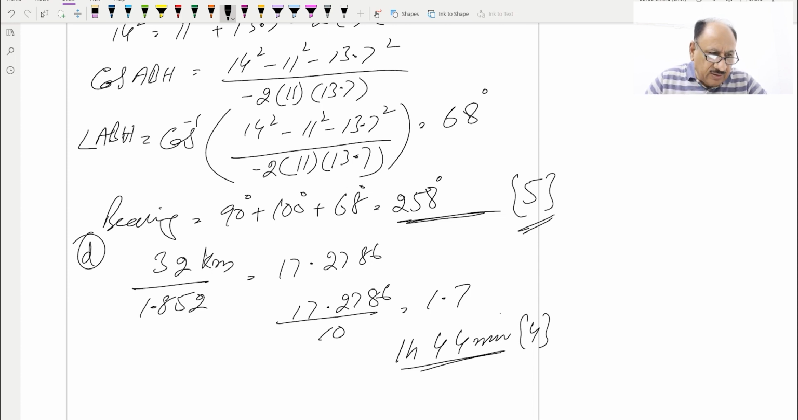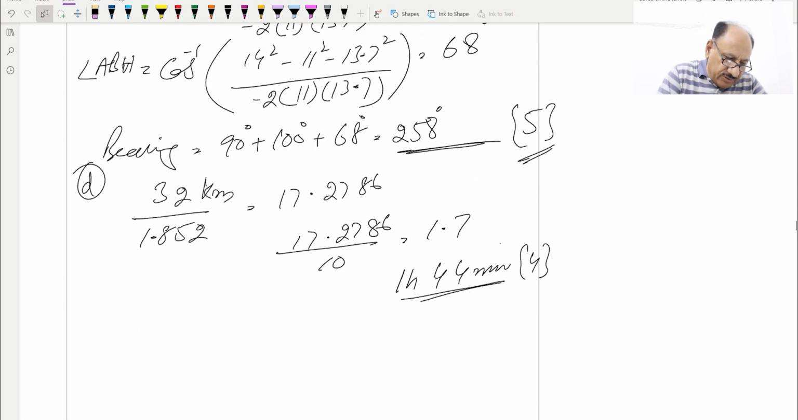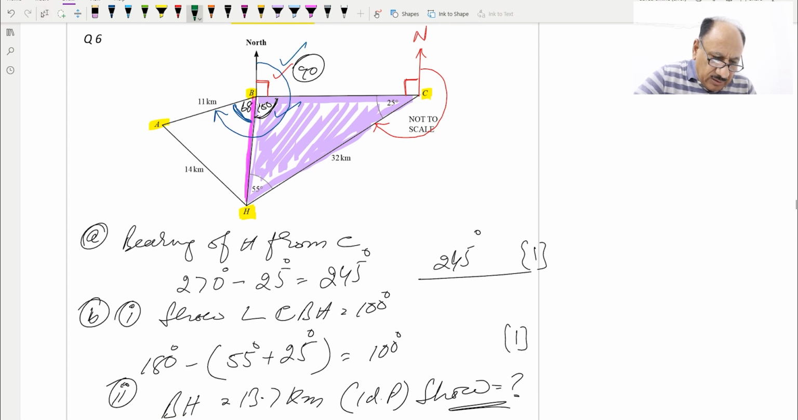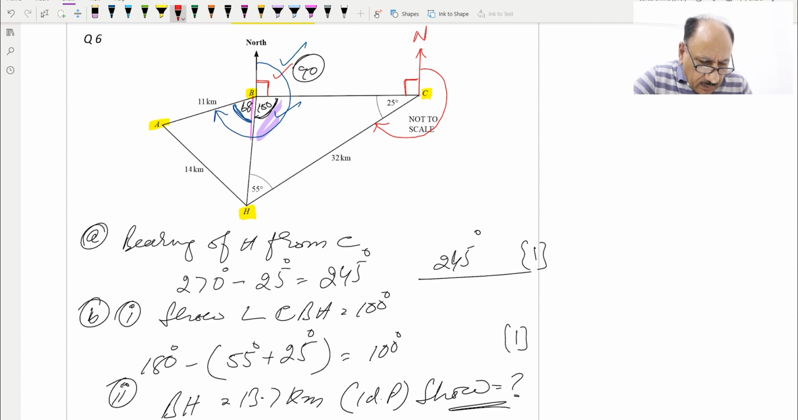Now, for the second part, this was the first part. The second part says calculate the distance of boat C to the harbor when boat C is at the shortest distance of the lighthouse B. So what is that distance required if we draw on the line? I will erase this shading so that you can understand properly. The distance required is the perpendicular line, this is the shortest distance.